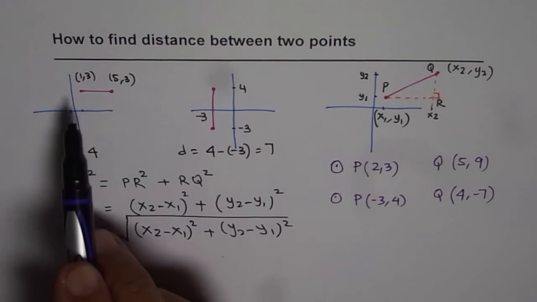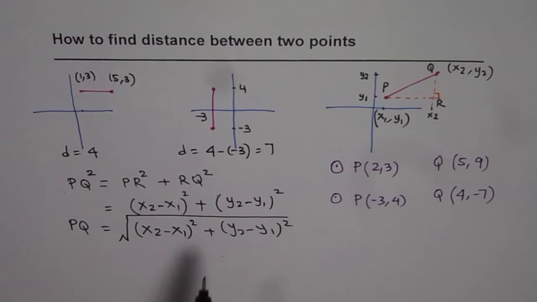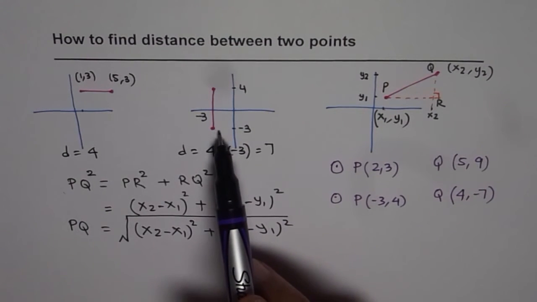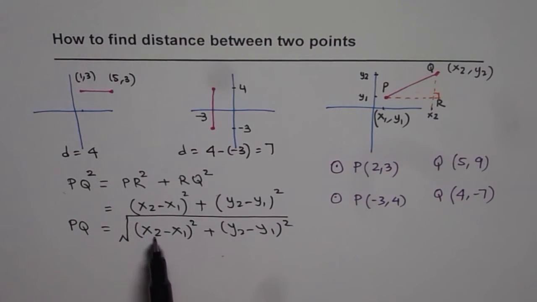So if the points are horizontal, in that case the difference between the x values will give you the distance. If we apply this formula, y2 minus y1 is going to be 0. Do you see that? So we are left with square root of x2 minus x1 whole square, which is indeed x2 minus x1. So that is a special case. Similarly, vertical line is a special case where x2 minus x1 is 0. So you are left with y2 minus y1.